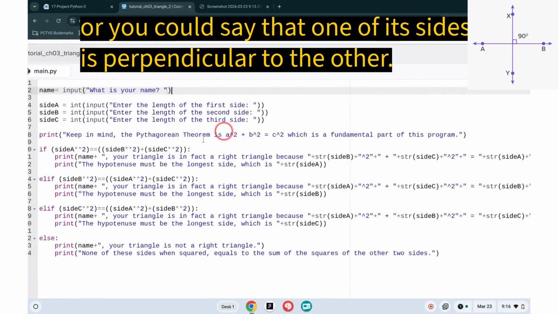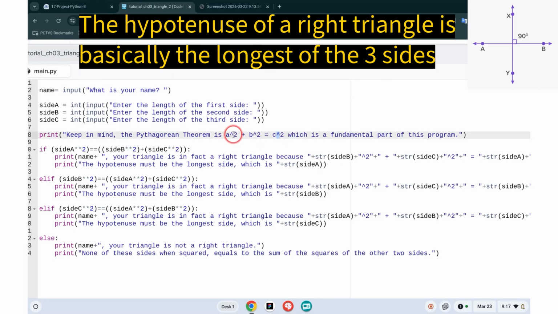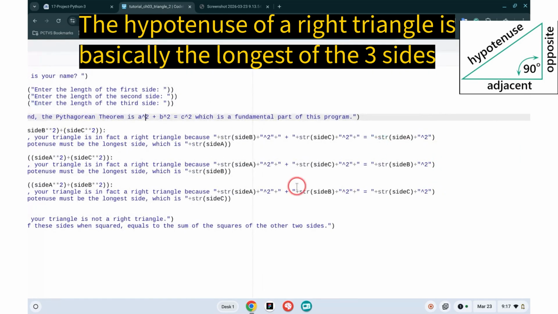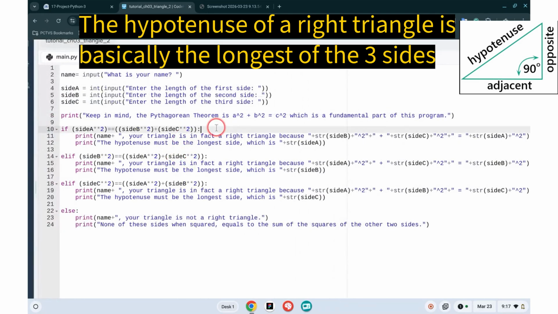Then we have a message that is printed. It says keep in mind the Pythagorean theorem is a square plus b square equals c square. These upward arrows, basically I was trying to say that this is an exponent. So a to the power of 2 plus b to the power of 2 equals c to the power of 2. And this is a fundamental part of this program because we will be using it a lot throughout the program. So as we move on, this is a conditional statement which is pretty long.